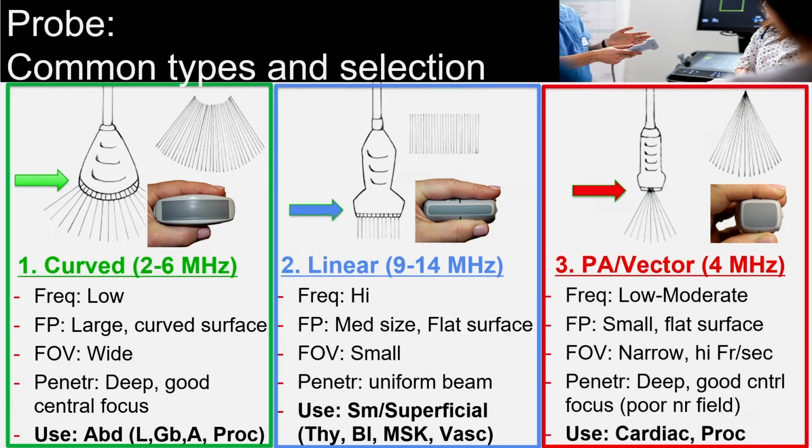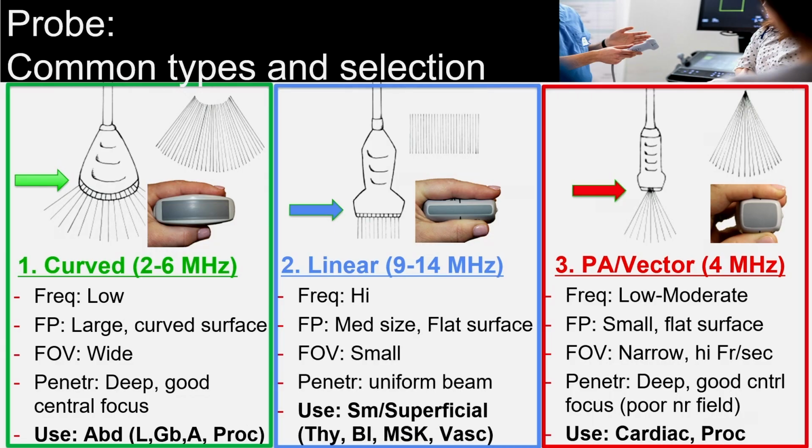The third is called a phased array or vector. This is a 4 to 5 megahertz transducer, low to moderate. What is interesting is that it has a very small, flat footprint, so it's able to penetrate those difficult positions such as between ribs. It has a narrow beam.